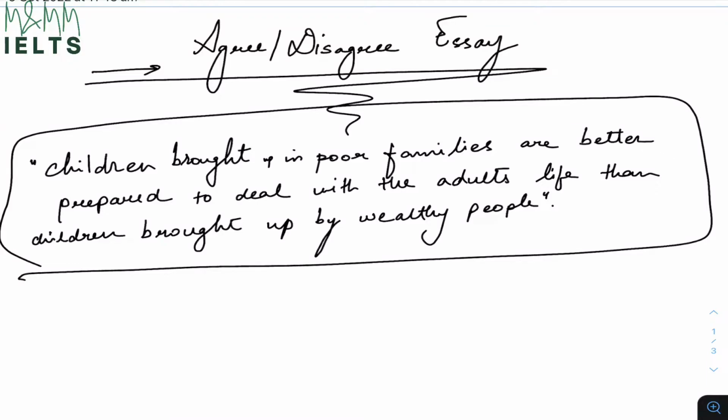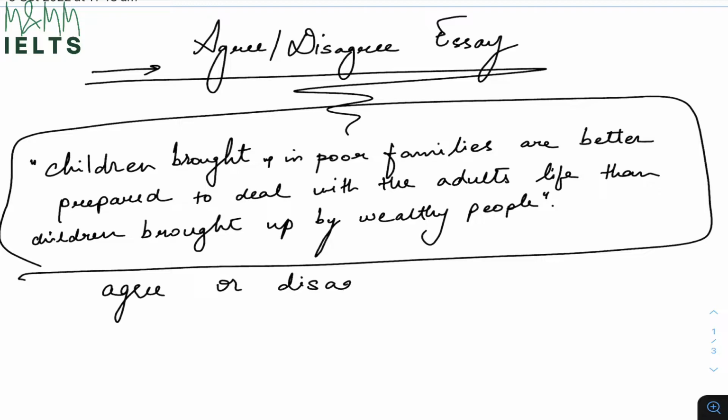Let's get started. So the topic that we will be discussing today for our agree disagree essay is: children brought up in poor families are better prepared to deal with adult life than children brought up by wealthy people. And then obviously you have, do you agree or disagree with this title, and share your views. So whenever you have been given a topic and you are asked to agree or disagree, the word or is very important. It says agree or disagree.